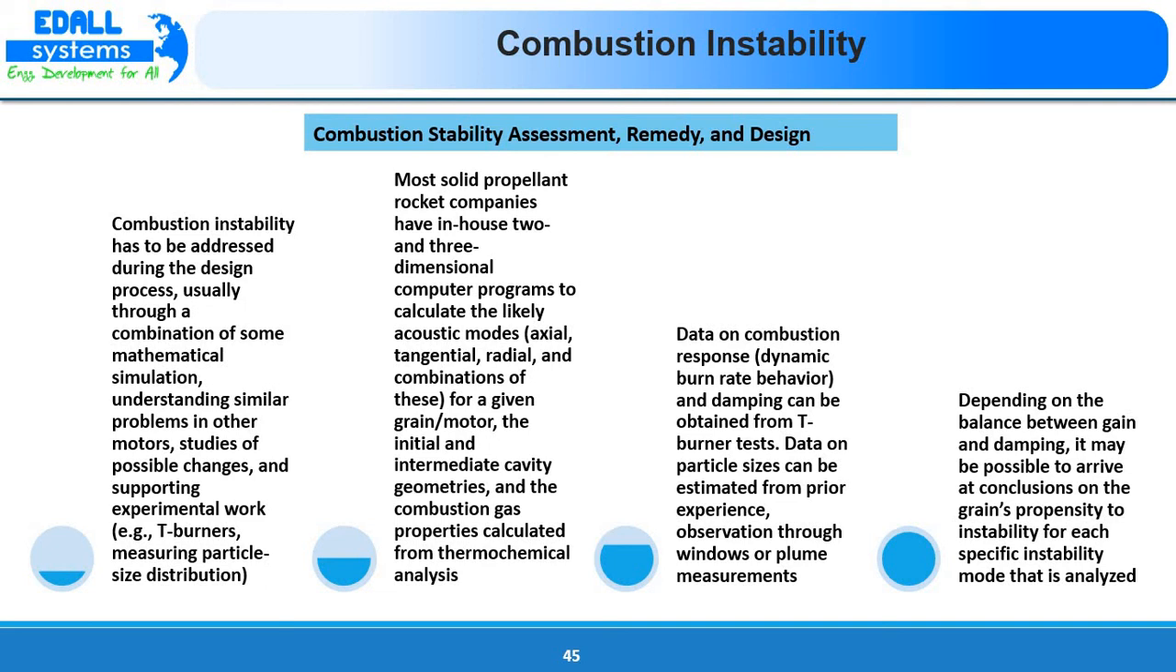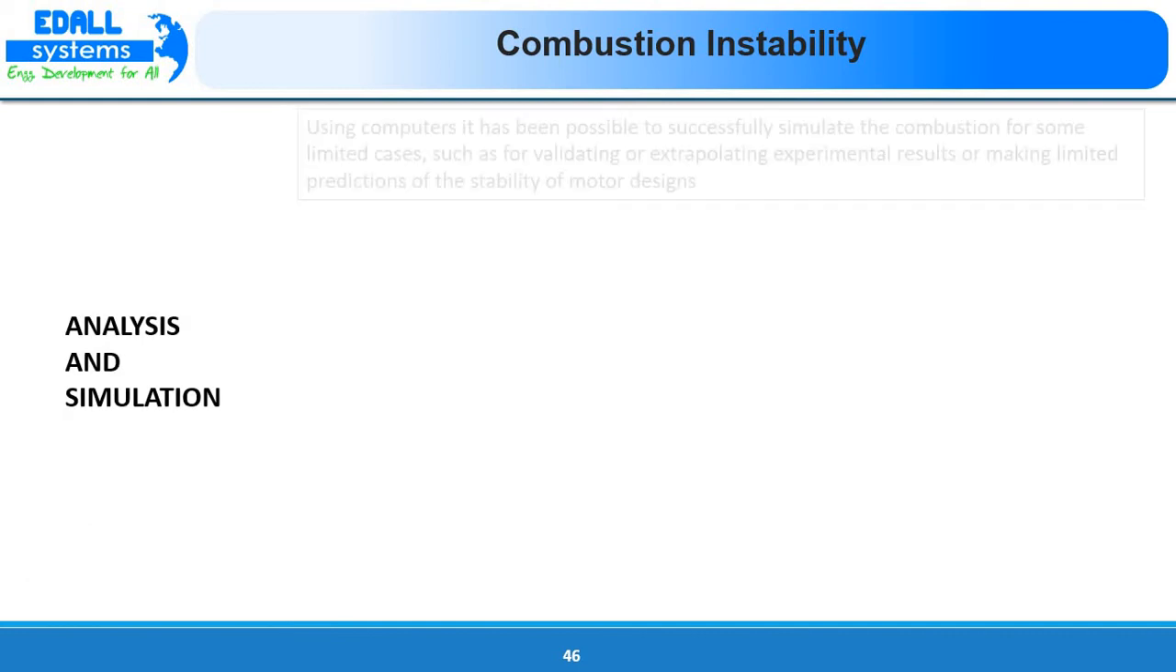So there is always a trade-off between the amount of work spent on the expensive analysis, subscale experiments, and computer programs which will not always guarantee a stable motor, and taking a chance that a retrofit will be needed after full-scale motors have been tested. If the instability is not discovered until after the motor is in production, it is usually more difficult, time-consuming, and expensive to fix the problem. So these instabilities have to be addressed in the design process, with proper changes made. Grain geometry or tests have to be done using T-burners, and particle size data has to be estimated in the design process itself. Also, there is one more way: analysis and simulation.